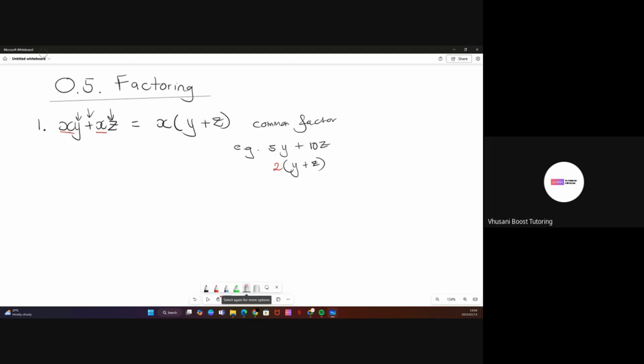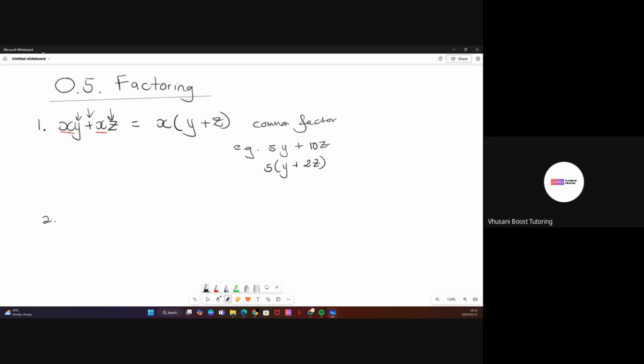Can I still take out a common factor? Just put a thumbs up or a thumbs down. Okay, perfect. So you guys are familiar with this. I can take out a common factor of 5, right? So if I take out a common factor of 5, I will have y plus 2z remaining, right? Pretty straightforward stuff. Okay, so now let's head over to the second one.